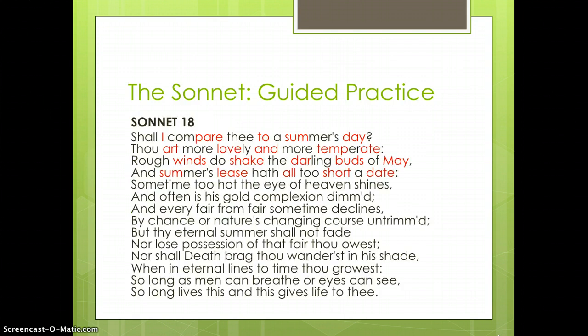Here's a sonnet. This is Sonnet 18 by William Shakespeare. The first line is the same line that we looked at yesterday. And let me read it to you first, and then we'll break it down.